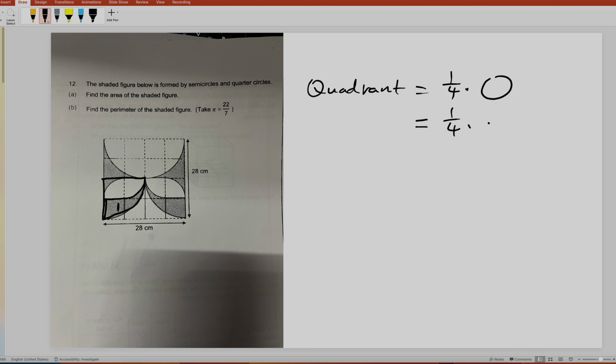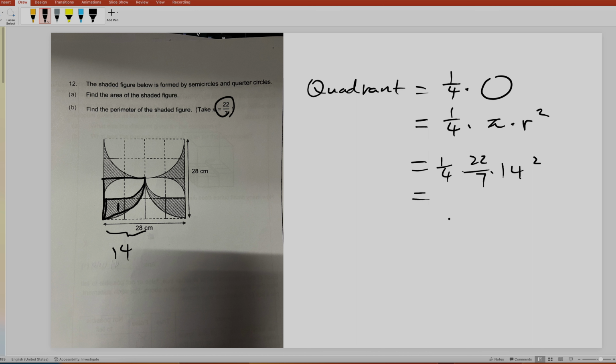So area of circle is pi r square. Right? So I ask myself, what's the radius here? So this is 28. So the radius will be 14. Very good. So it's 1/4 pi times 14 square, right? They say the pi you need to take 22/7, right? So just replace this with 22/7.